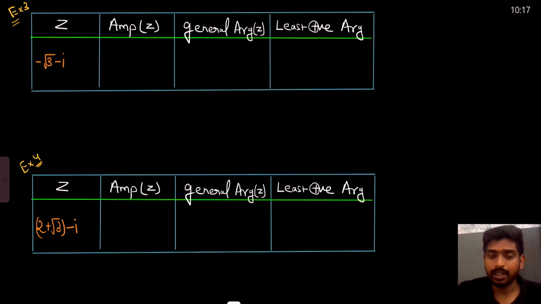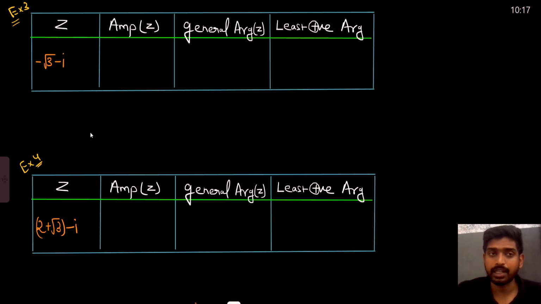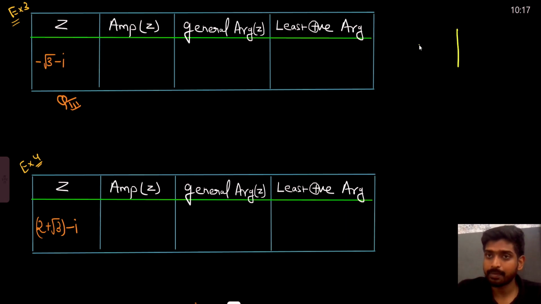Example number 3. Now tell me first, it lies in which quadrant? Minus root 3 minus iota lies in which quadrant? Both are negative, right? So it lies in quadrant 3. Now quadrant 3 means it is like this, somewhere here.